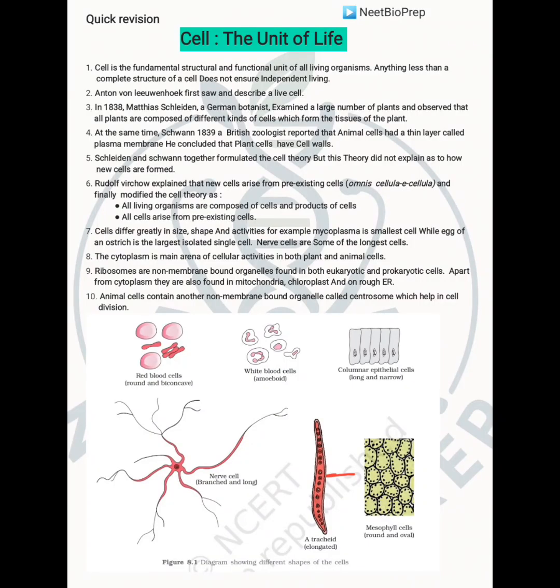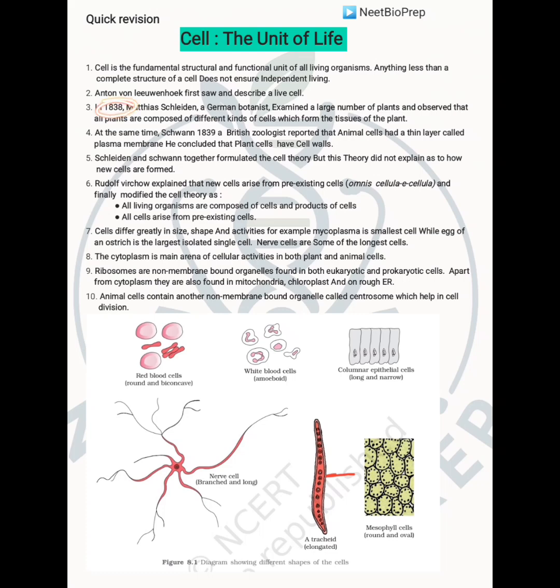Cell, the unit of life chapter. Quick revision. Cell is a fundamental structural and functional unit of all living organisms. Anything less than a complete structure of the cell does not ensure independent living. Anton van Leeuwenhoek first saw and described the living cell. Before him, Robert Hooke discovered the cell, but that was a dead cell.